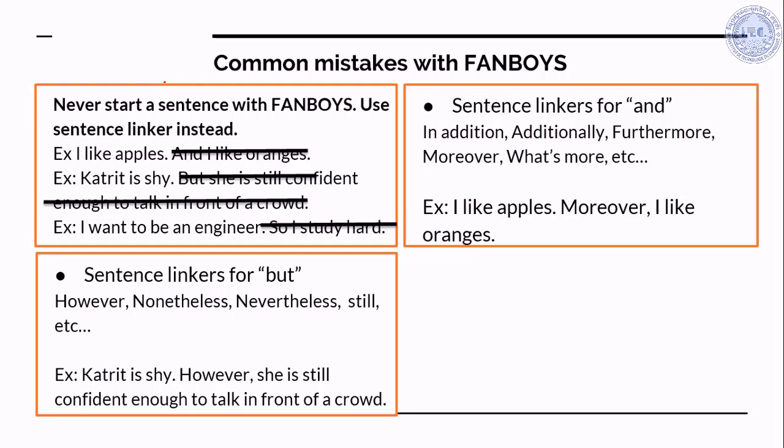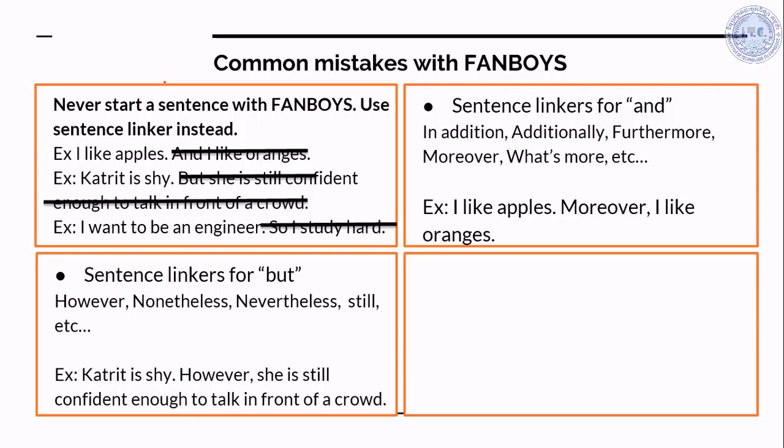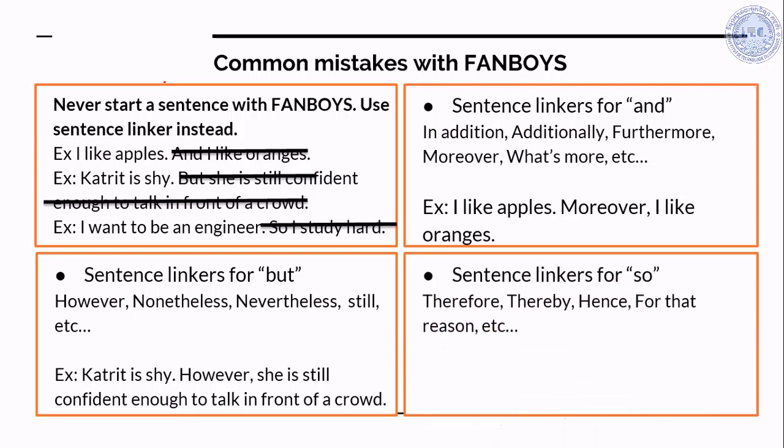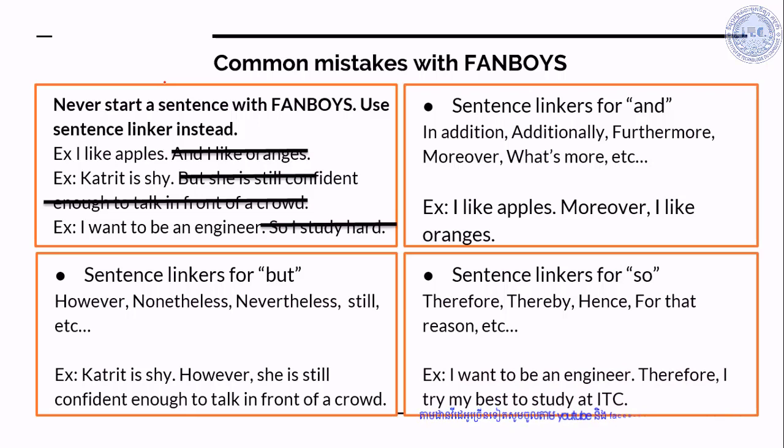So here are the sentence linkers for but, and the other one is sentence linkers for so. So instead of saying so, you can say therefore, thereby, hence, for that reason, etc. Take a look at the example: I want to be an engineer, therefore, thereby, hence, for that reason, I try my best to study at ITC. All of them mean so, and it sounds fancier, it sounds more academic, and it's right. So it's wrong, you cannot use so to start a sentence. So here you can use it.